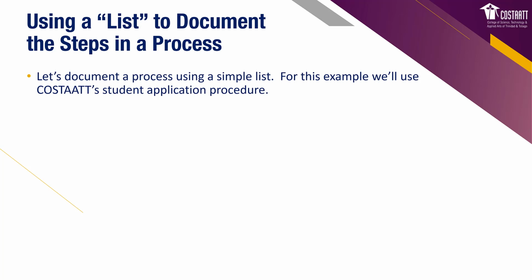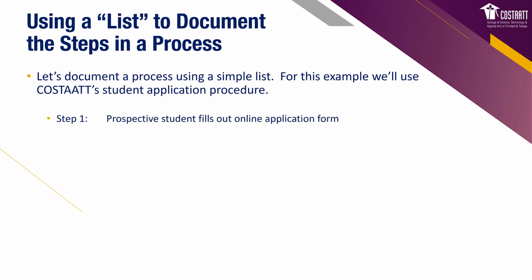And let's create one list here, and we're going to see how that list works or does not work for the purpose of documenting a step-by-step process. So in this example, we're going to use CUSTAT's procedure for when a student applies to become a student and is eventually getting to the point where that student can now register for the very first time for their classes. It's a very simple procedure, and it has been simplified even more for the sake of this example.